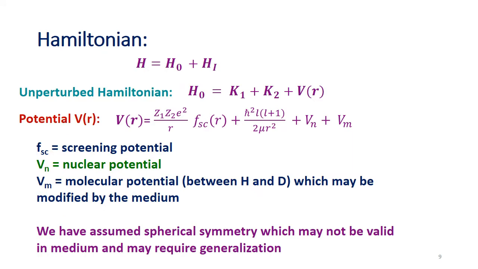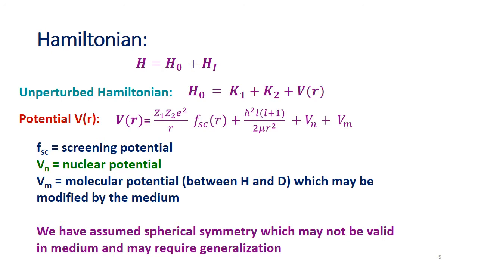Let me now start by giving some technical theoretical details of the calculation. The Hamiltonian for this process can be written as the unperturbed Hamiltonian plus the interacting Hamiltonian, the perturbation. In the unperturbed Hamiltonian, H0, we are considering a two-body fusion, two-body reaction. I mean the initial state has two nuclei. K1 and K2 are the kinetic energies of the two nuclei, and then we have the potential energies.